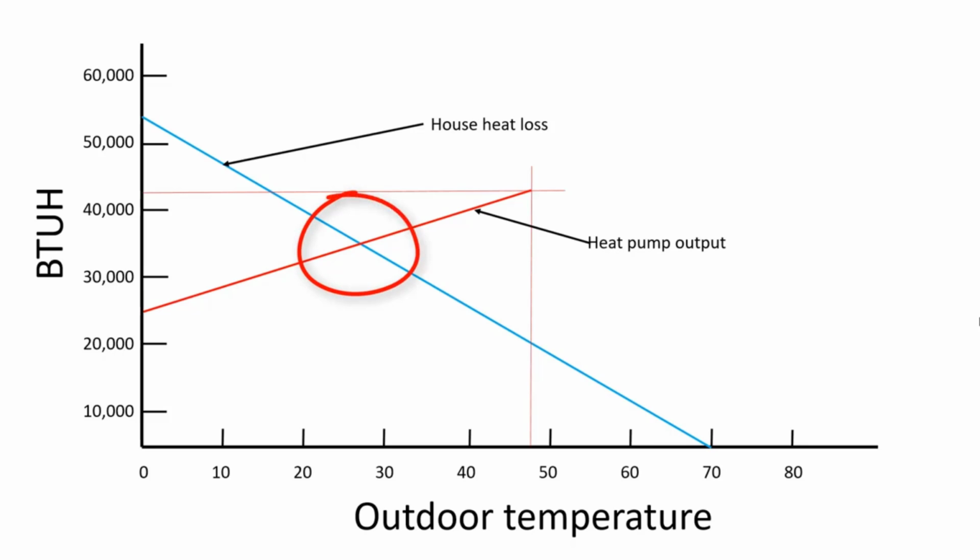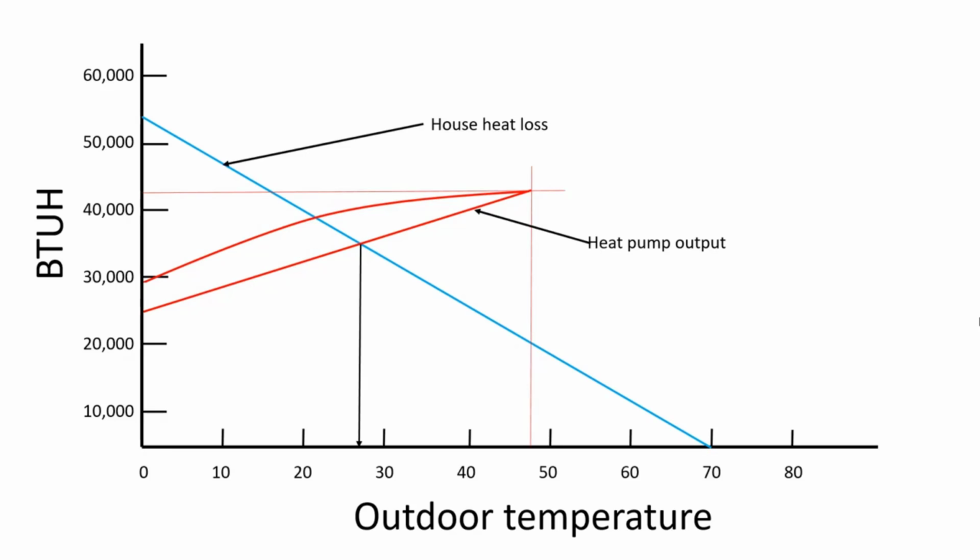Where these two lines intersect is our balance point. That makes our balance point right about 27 degrees. But in reality, the output for a heat pump curve looks more like this. And if this were the case, our balance point would be more like 23 degrees. On an inverter unit, the output is going to look more like this.